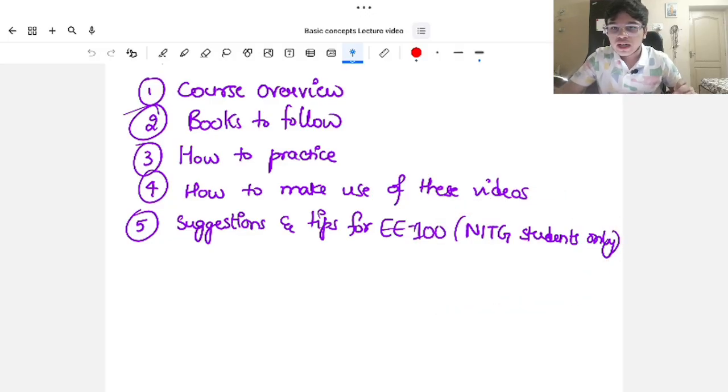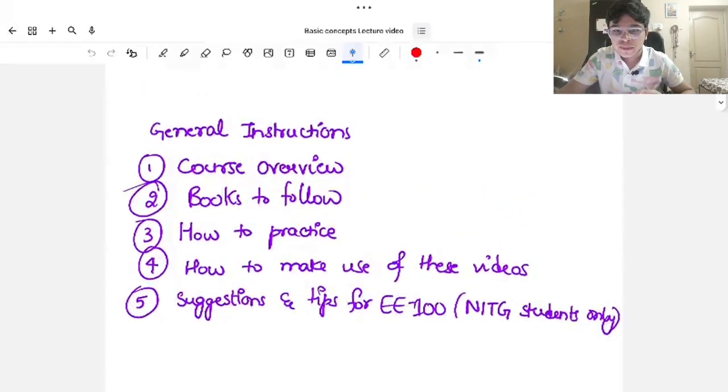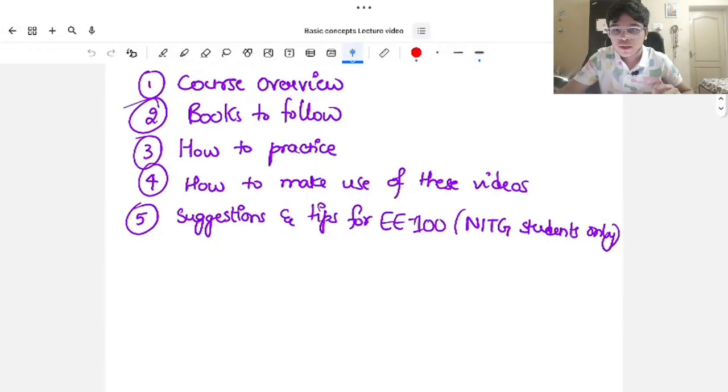Now, suggestions and tips for EE100 and NIT Goa students specifically: you have to attend the classes. This is not a substitute for classes. You have to attend the classes very thoroughly and understand the concepts there. All this is made solely for the purpose of helping you revise or understand things very quickly.